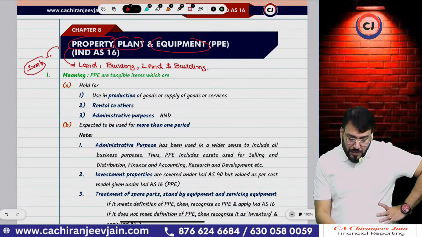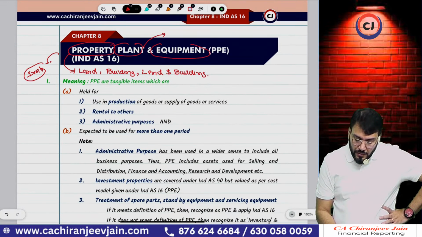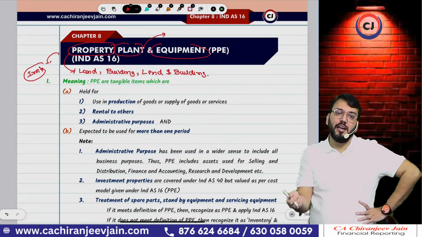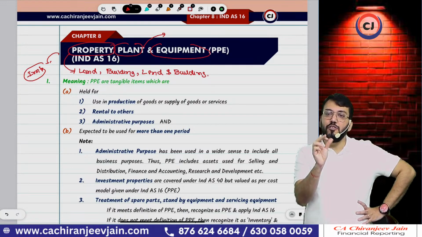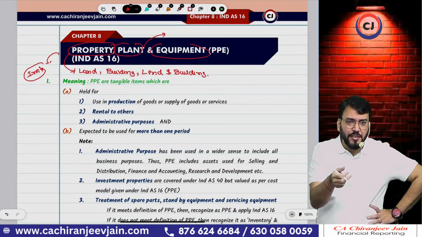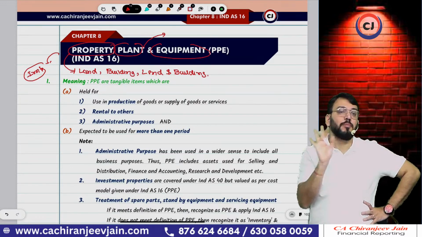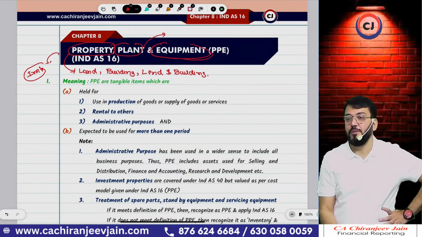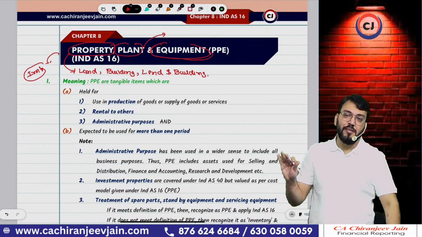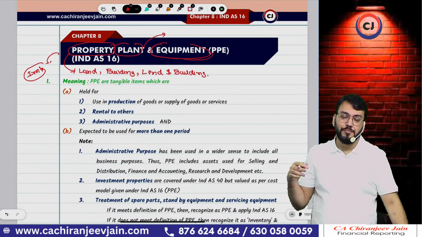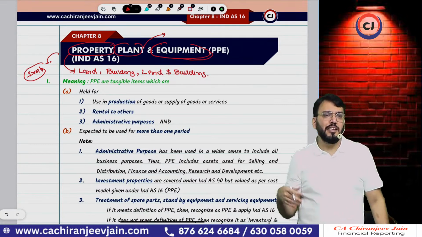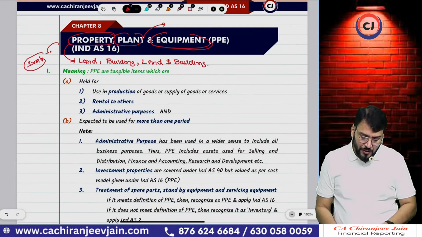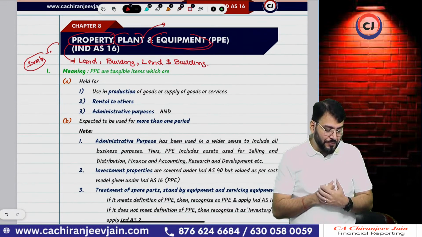Plant means what? Any tangible item which is required to produce any item. So any equipment, any tangible item which is used for production purpose, that is plant. Apart from that, whatever is left in this chapter is equipment. It can be furniture, it can be electrical part, it can be any other part. That becomes equipment. Therefore, the name is property, plant and equipment.